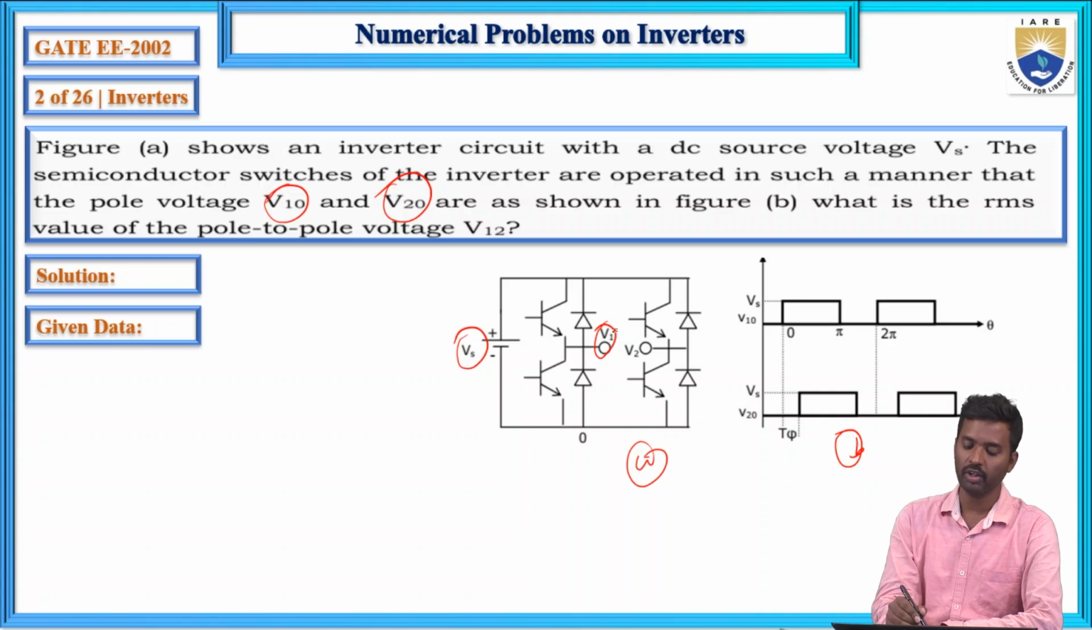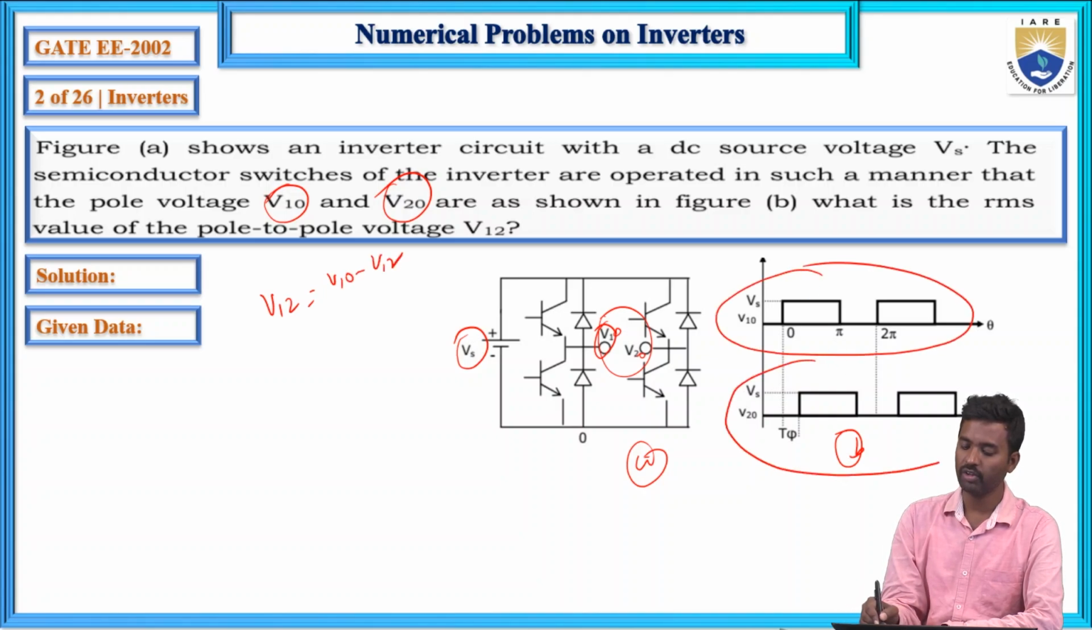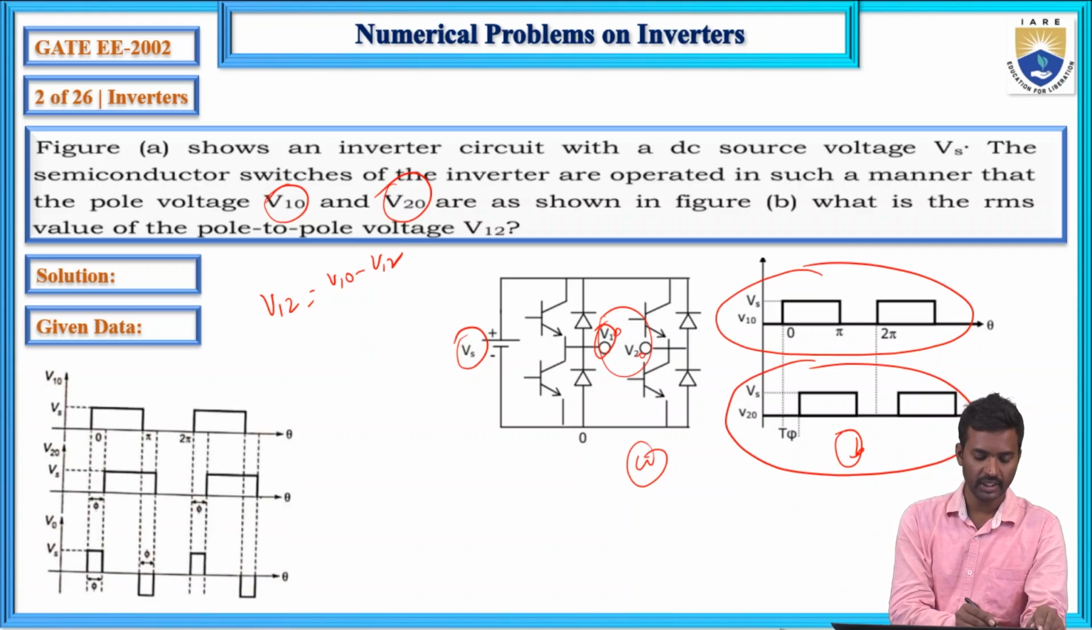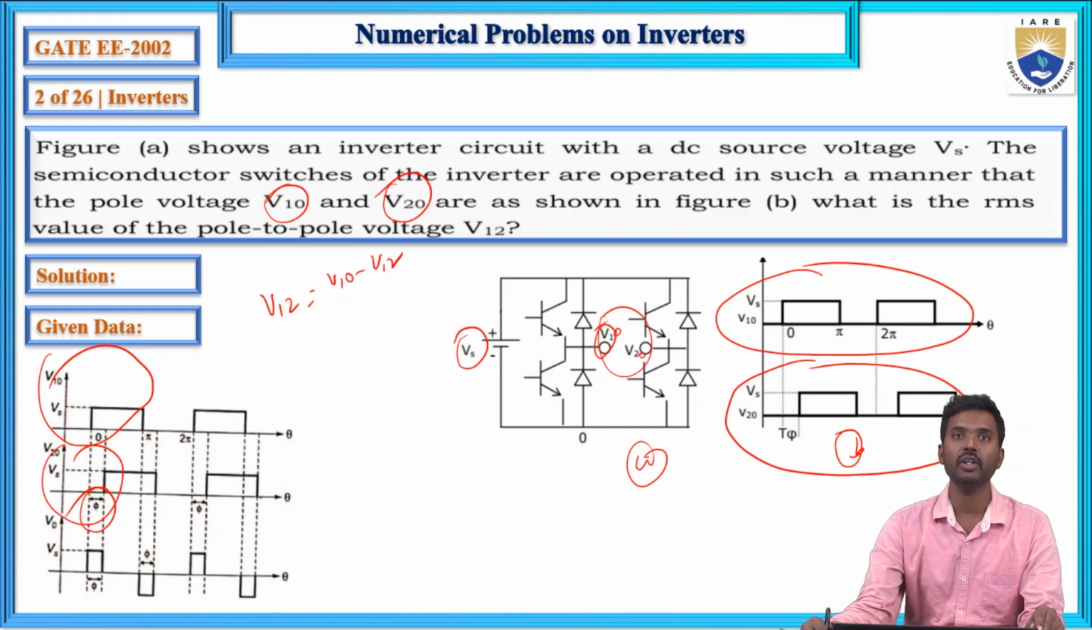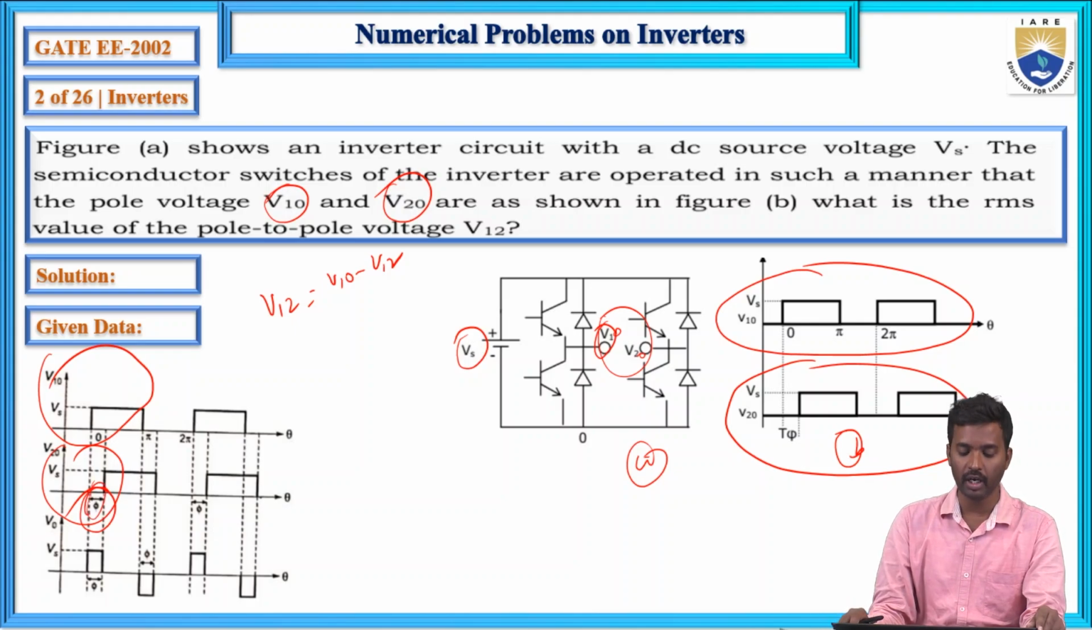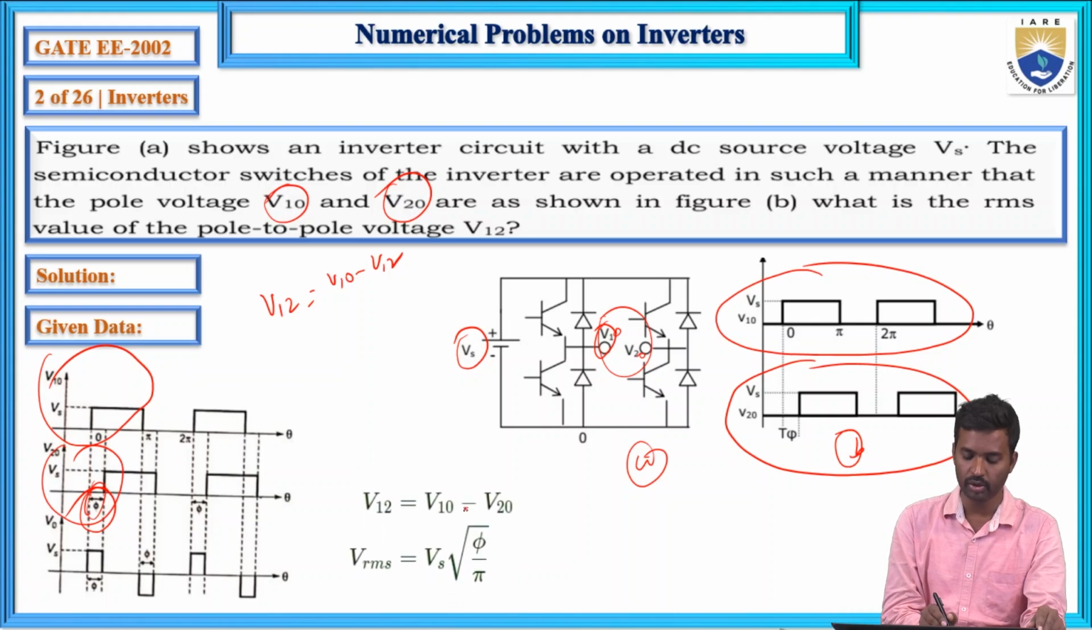This is pole voltage V10 and this is pole voltage V20. So V12 equals V10 minus V20. What is the difference between them? There is a difference, that is phi. So the conduction time of these thyristors is phi. From this phi duration, from the pulse width modulation, we can determine the RMS value.